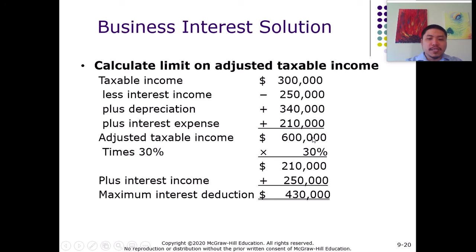And then we multiply the adjusted taxable income by 30%, right? And then whatever that gives us, we add back the interest income, right? So we take $210,000 here, add back $250,000, and then we have our limit, right, for $30,000. Right. So even though it looks kind of long, it should not be that hard, as long as you memorize the formulas, then you should be able to do it pretty quickly, right?